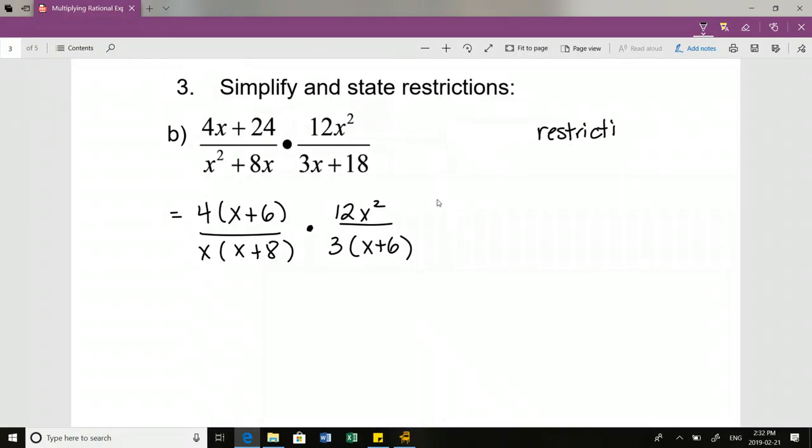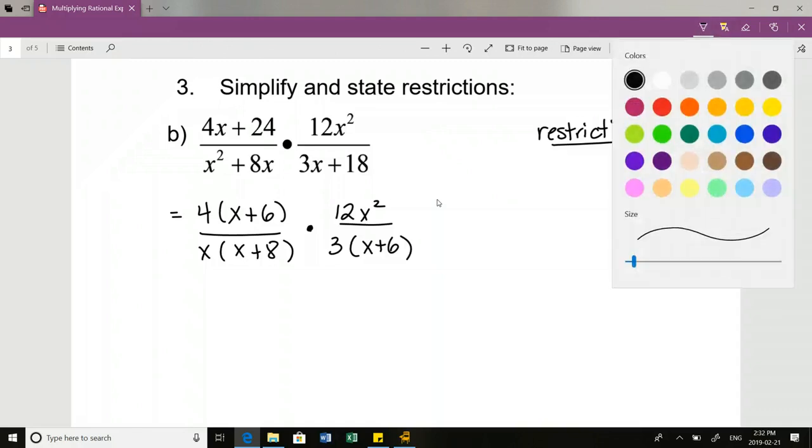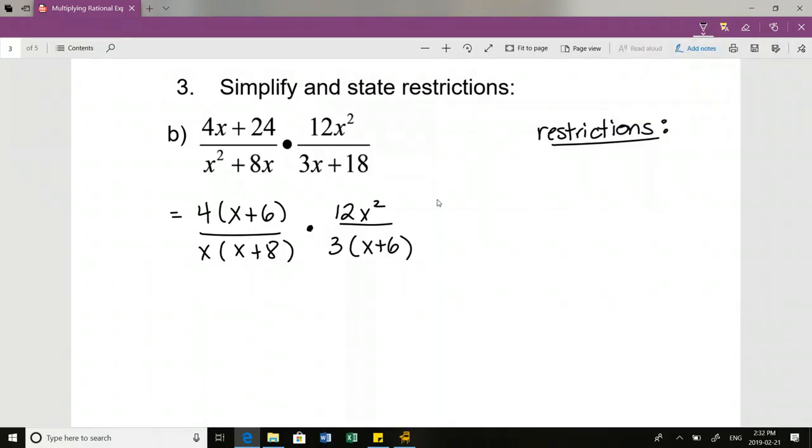We can't forget to restrict before we start canceling. So restrictions on my x's. Raise your hand, just so everybody has a chance to think about it. Daniel? Okay, x cannot be negative 8. That's because of this.